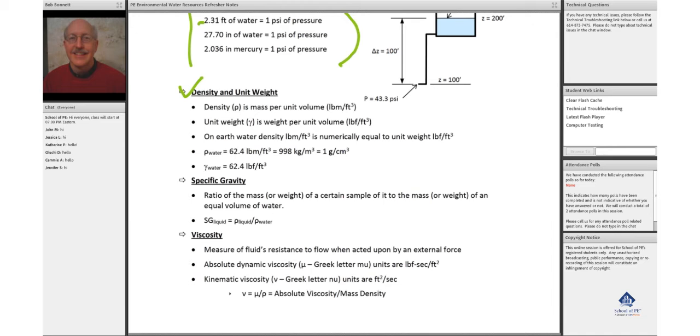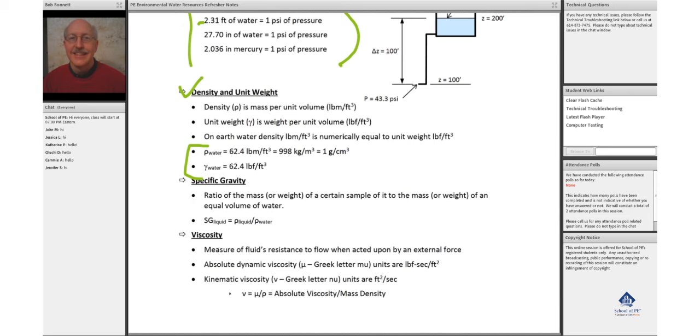All right, so of course density is the mass per unit volume. Unit or specific weight is also going to be in the units of pounds per cubic feet. That's the weight per unit volume. Okay, they're numerically equal. And so the density of water and specific weight of water are approximately 62.4 pounds per cubic feet at room temperature.